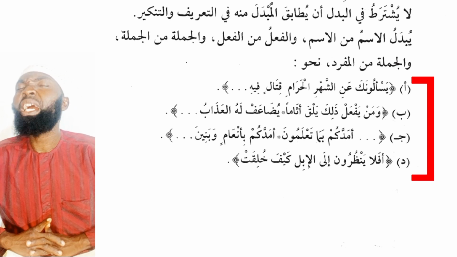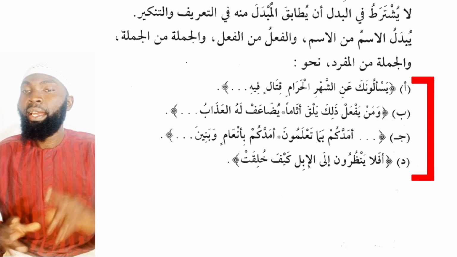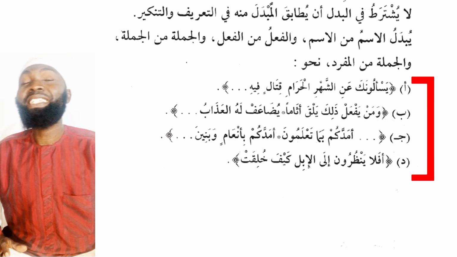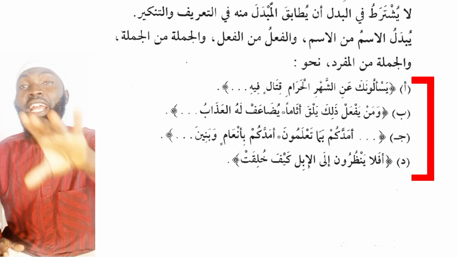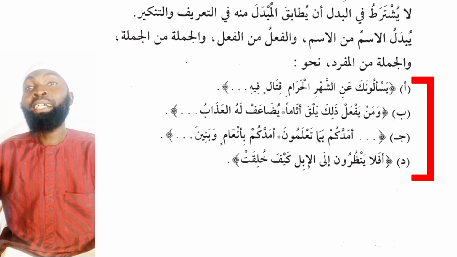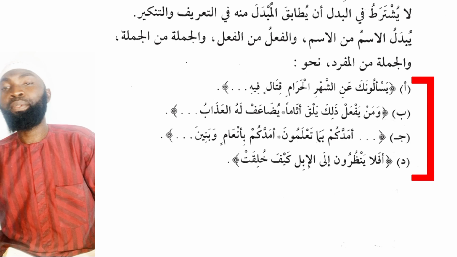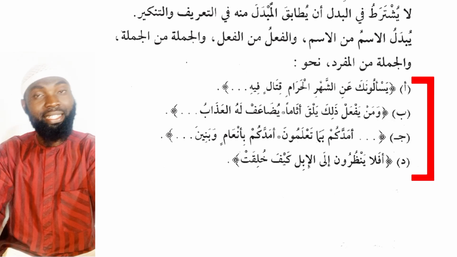And last, the verse says, "afala yanzuruna ila al-ibli", do they not look at the camel, "kayfa khuliqat", how it is created? So "kayfa khuliqat" here is a jumla substituting "al-ibli". I hope with this you understand this lesson.